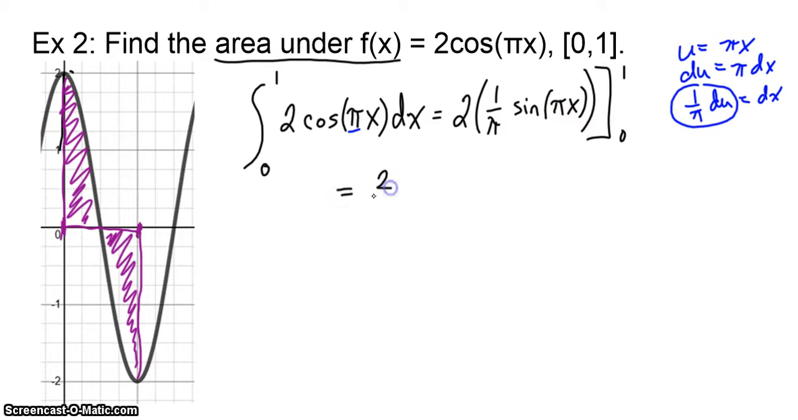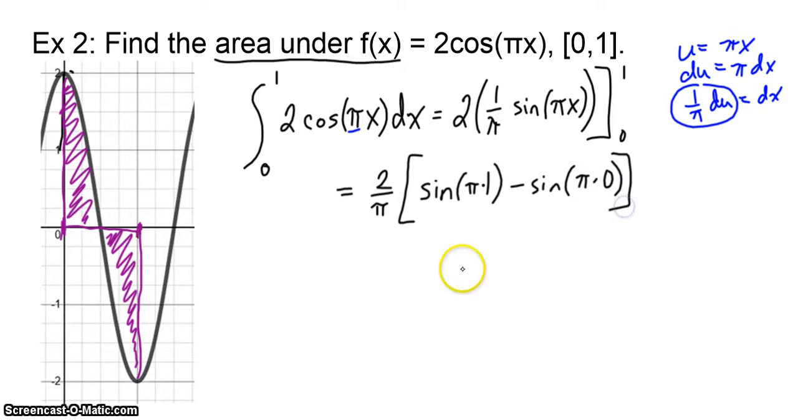So again, plug it in. But I'm going to go ahead and factor that constant of 2 over pi. So when I substitute in, I get sine of pi times 1 minus sine of pi times 0. Well, the sine of pi is 0, sine of 0 is 0. I know, looks strange. How can you get area if you actually have area?